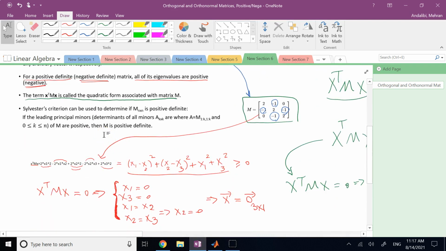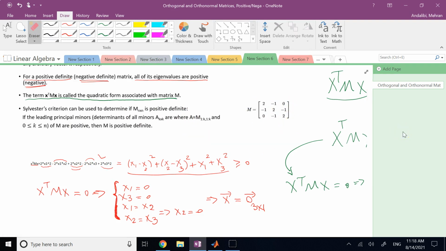And finally, there is another way to determine whether a matrix is positive definite, negative definite, or not, and that is called the Sylvester criterion. So if you have a square matrix, one way to tell it is positive definite is if the leading principal minors all have a positive determinant. What does that mean? First of all, what's the meaning of leading principal minors? First of all, what does principal minor mean?